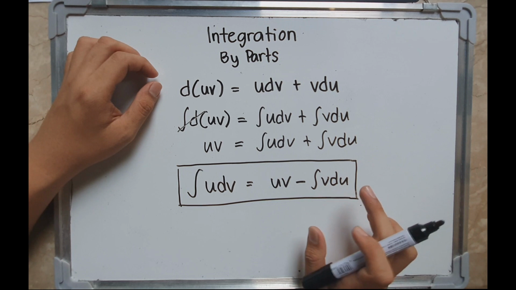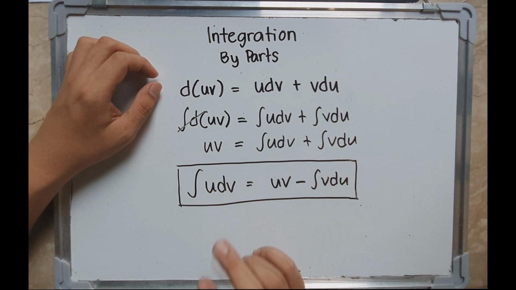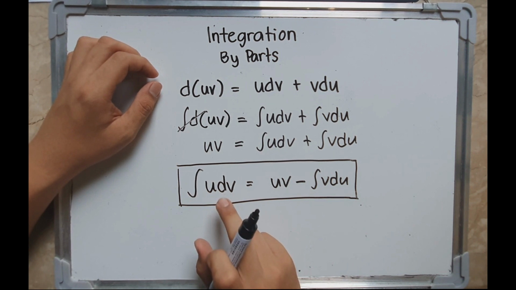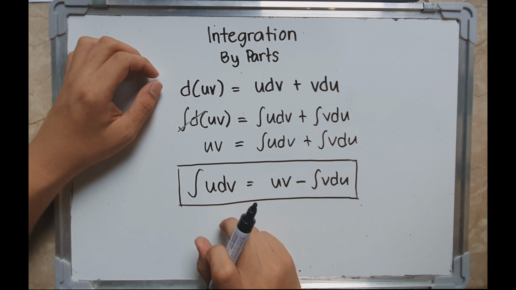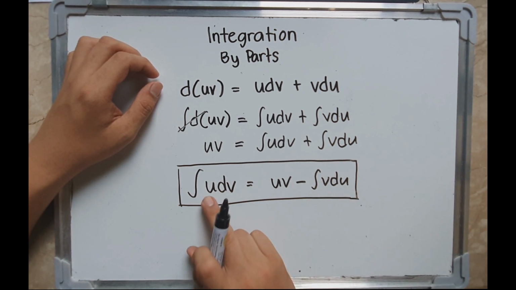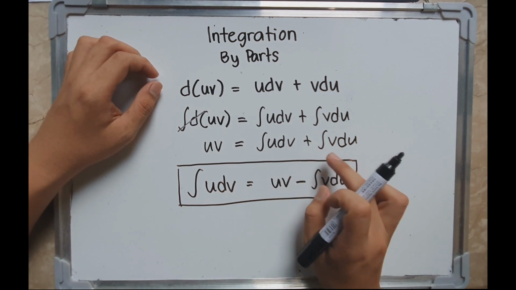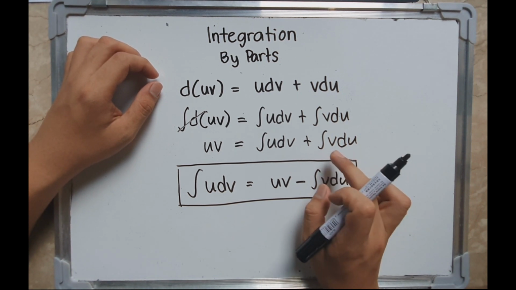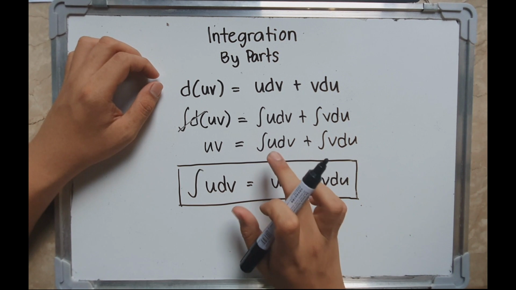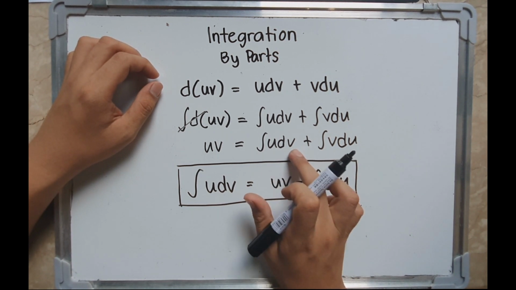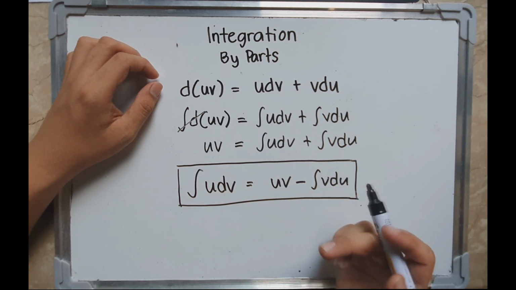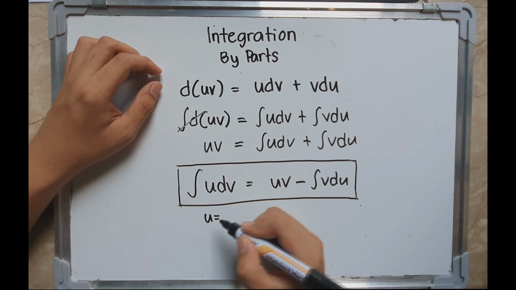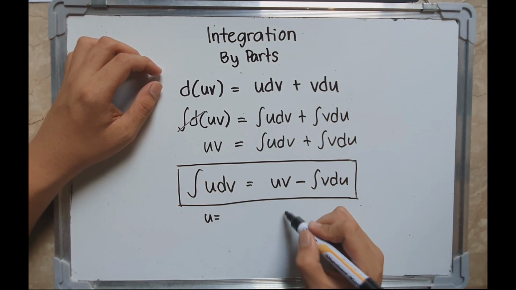Okay, so we will be selecting u and dv properly in our integrand. Why did we choose u dv instead of v du? Because v du is easy to evaluate, easier than our u dv. So our mission is to find u. Based on this formula, we'll be finding u in our integrand, and we will be finding dv.